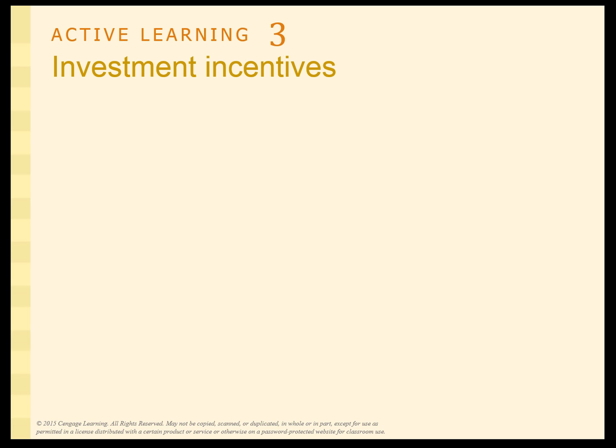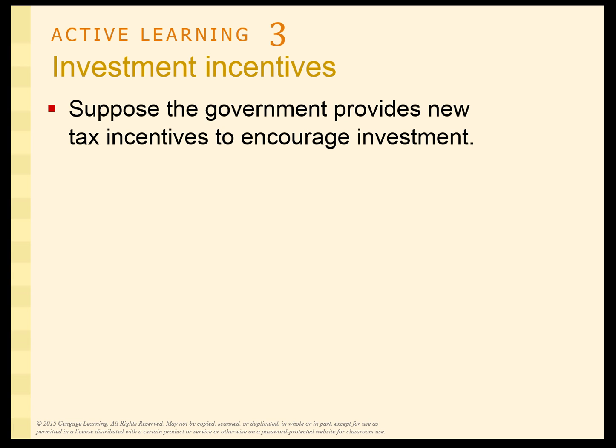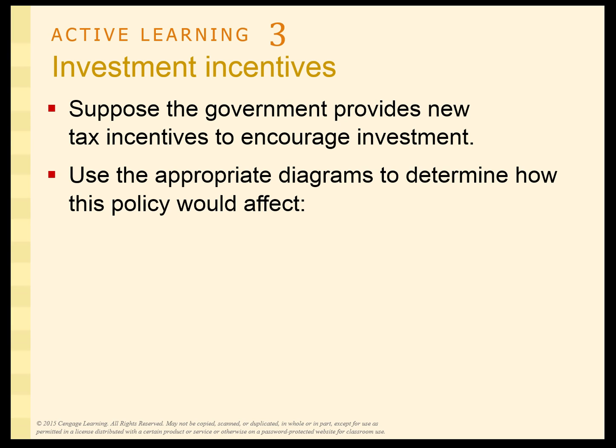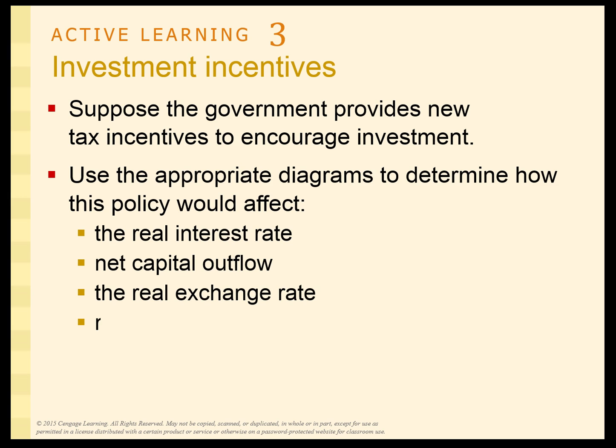Okay, now let's go ahead and play around with this model real quick. Suppose the government provides new tax incentives to encourage investment. So why don't we go ahead and use the triple model, the super model, to determine how this policy would affect the real interest rate, net capital outflow, the real exchange rate, and net exports. Why don't you click pause, take a couple seconds to draw this out, and then come back when you're ready.